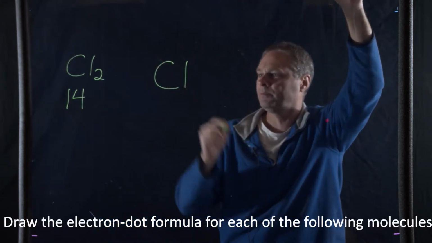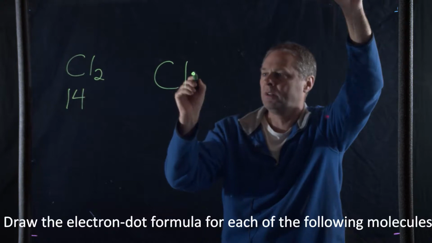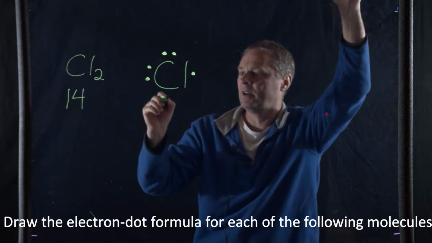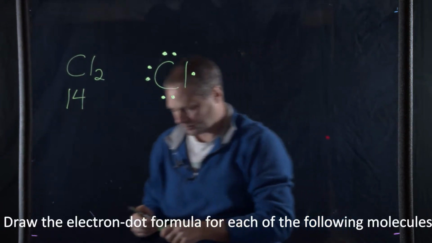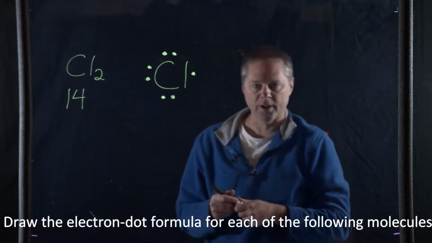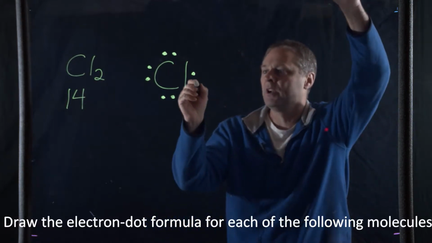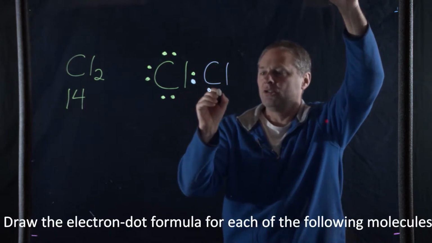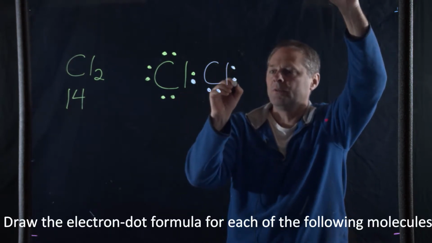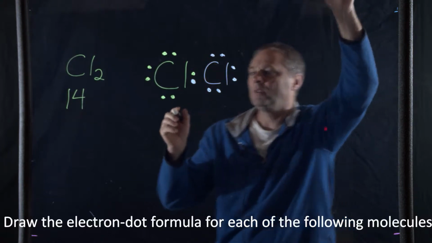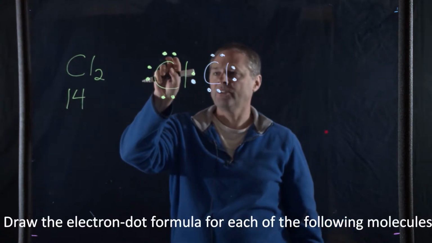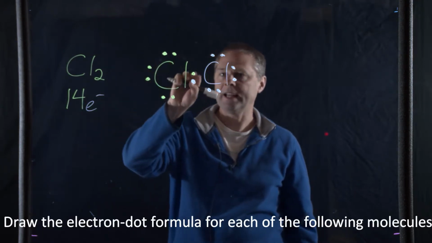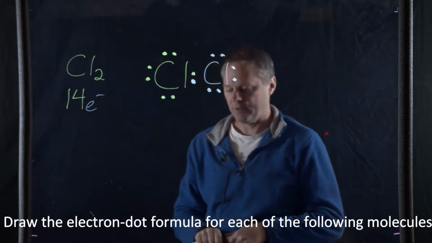So here's a chlorine. All right, we'll give it 1, 2, 3, 4, 5, 6, 7. We'll draw the other chlorine in a different color. Really, one chlorine is the same as another chlorine. There's 1, 2, 3, 4, 5, 6, 7. So if we count the valence electrons, we should have 14. Oops, forgot to write my e in there. But we should have 2, 4, 6, 8, 10, 12, 14. It's going to be 14 valence electrons.